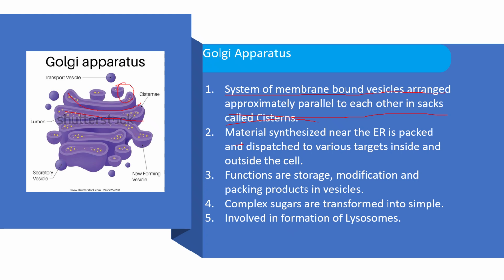Now, material synthesized near the ER is packed and dispatched to various targets inside and outside the cell. So the proteins, lipids, and fat molecules which are produced by the ER are packed in the Golgi apparatus and sent to various parts inside and outside. Now, functions are storage, modifications, and packing products in vesicles. Complex sugars are transformed into simple ones, and it is also involved in the production of lysosomes.